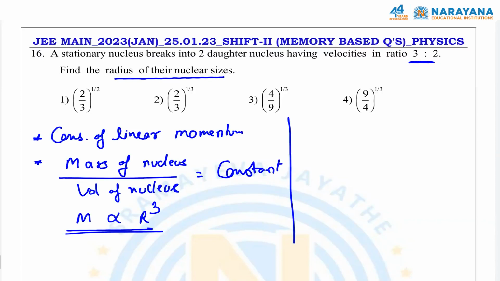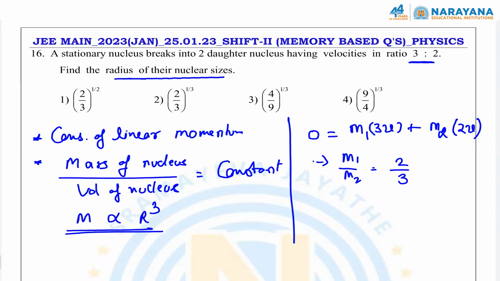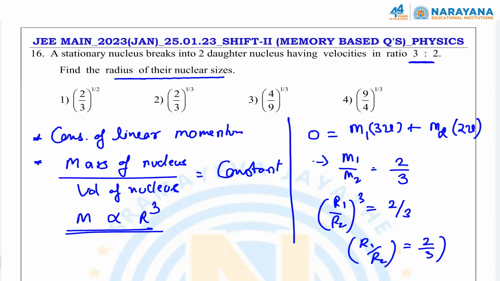So we have a stationary nucleus, so initial momentum is 0. It breaks into two nuclei having masses m1 and m2, velocities in the ratio 3 is to 2. So one of them will have velocity 3v and the other one will have velocity 2v. So from here I can write m1 over m2 is equal to 2 over 3. So R1 over R2 cubed is equal to 2 over 3. Therefore, R1 by R2 will be equal to (2 by 3) raised to power 1 by 3. So (2 by 3) raised to 1 by 3. So second answer.